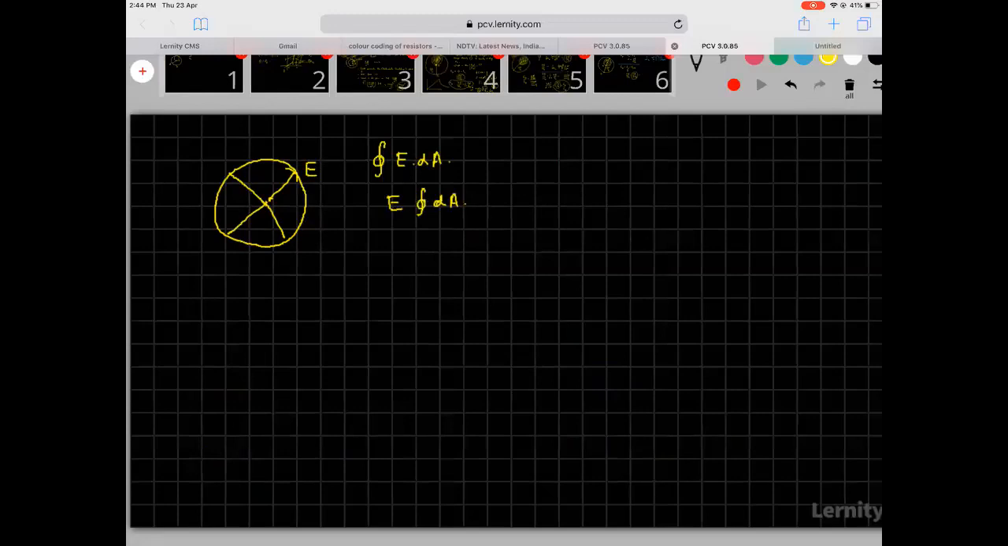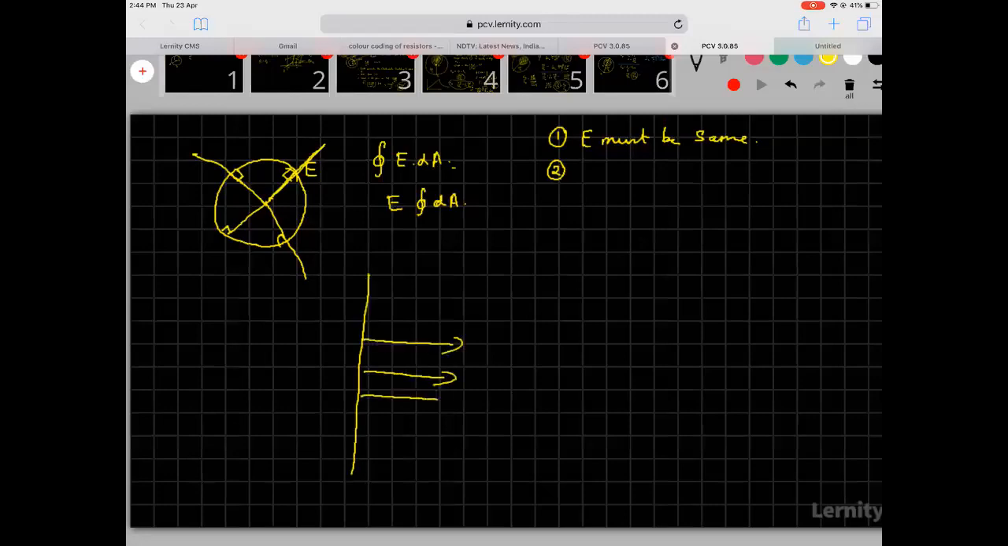Okay. So, first thing is, I said there are two conditions. One is that E must be the same. And there is a second condition. I don't want a cos here. So, I am choosing a Gaussian surface necessarily where this angle is 90 degrees. Only where it is 90 degrees am I choosing. So, this is the wire, this is the electric field, infinite wire. So, I am choosing a surface perpendicular to it.